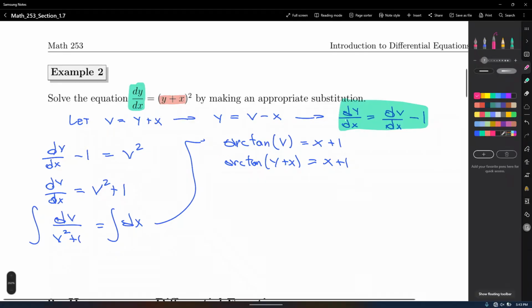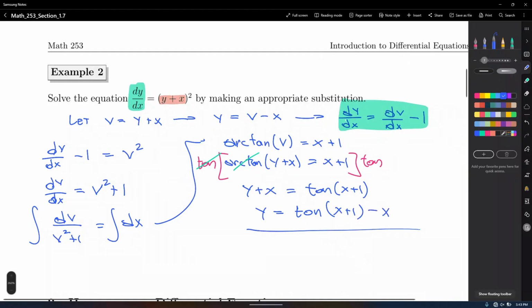So, take the tangent on both sides. That's going to cancel tangent with arctangent, and that's y plus x equals tangent of x plus 1, where y equals tangent of x plus 1 minus x.